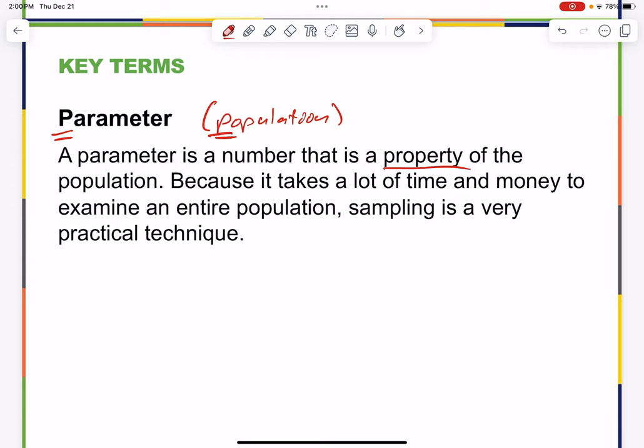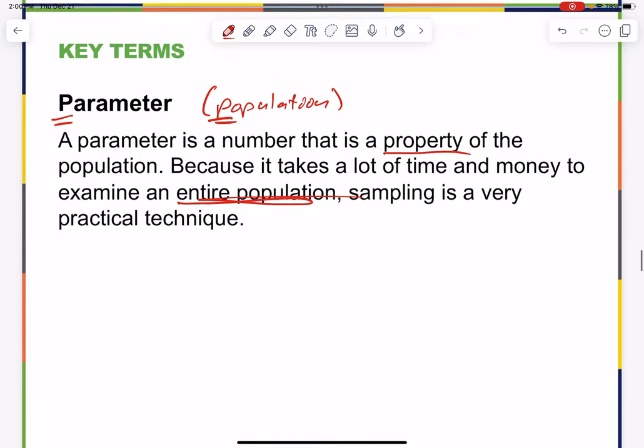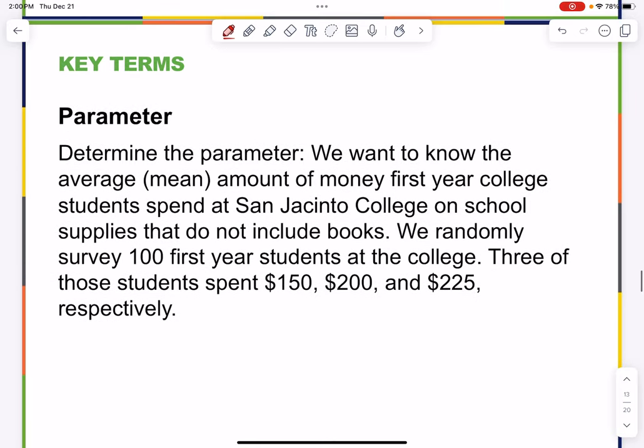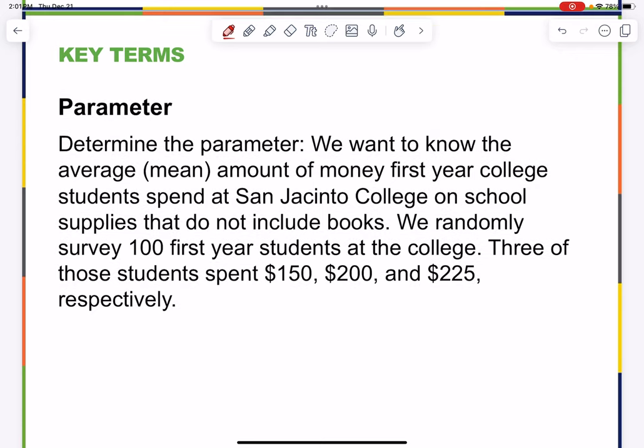Because it takes a lot of time and money to examine an entire population, sampling is a very practical technique. I like the way they said that. Okay, parameter. Determine the parameter. We want to know the average or mean amount of money. This is the same example that we talked about before. What's the parameter? The parameter is the money spent.